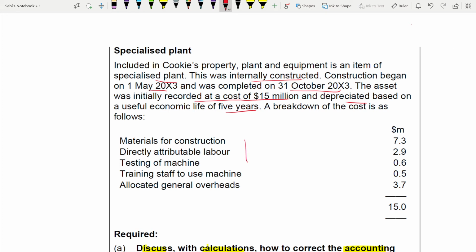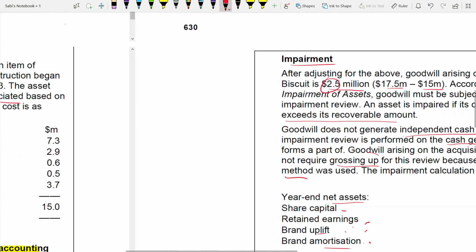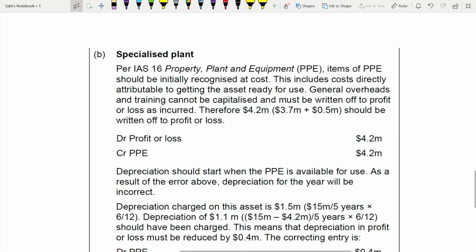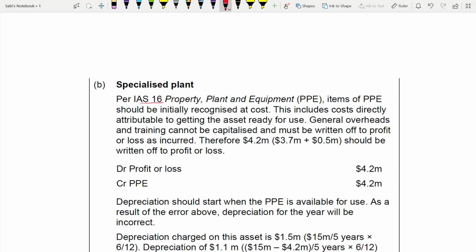But what about the last two? Training staff and allocated general overhead, 0.5 and 3.7. You cannot take it as a cost. They will come as an expense. So that only you have to mention here. Which standard? IAS 16. Plant, whether specialized plant or unique or common plant, comes under IAS 16 only. IAS 16 says that items of PPE should be initially recognized at cost only.